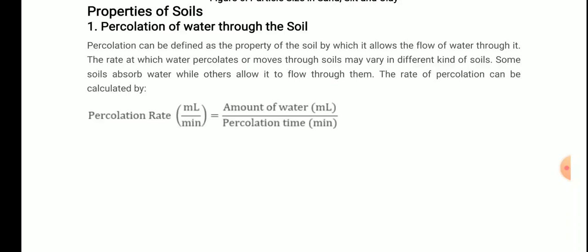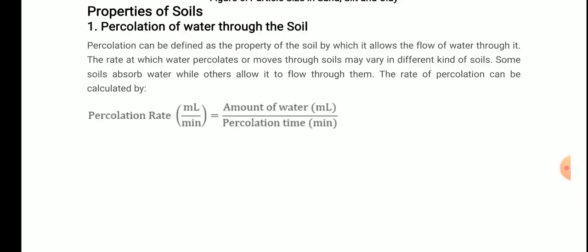Okay, and the rate at which water percolates or moves or is absorbed is different for different types of soil. We discussed in the previous topic that different types of soils have different water holding capacity. So this was the same thing, the percolation of water. Some soils absorb water while others allow it to flow through them. The rate of percolation can be calculated by this formula: amount of water in ml divided by percolation time in minutes. So the unit of percolation rate becomes ml per minute. Clear, students?